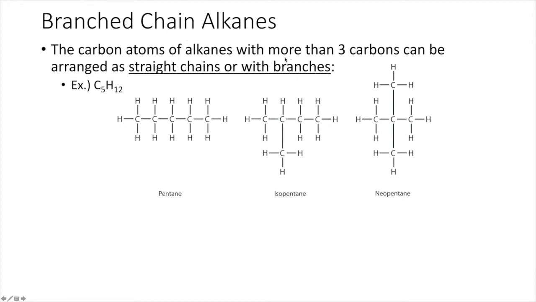But they can also have branches. Like this would be a branch, and here this is like 2 branches. But if you were to determine the molecular formula for all 3 of these, it's C5H12 for each of them. That does not change. It's just the way in which the atoms are connected. So straight chain versus some degree of branching.